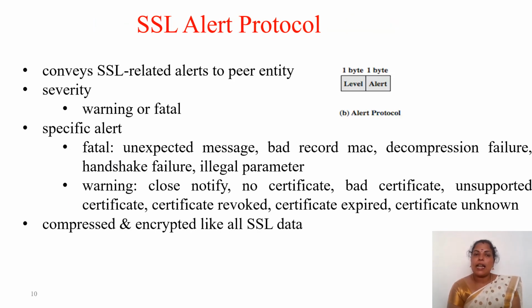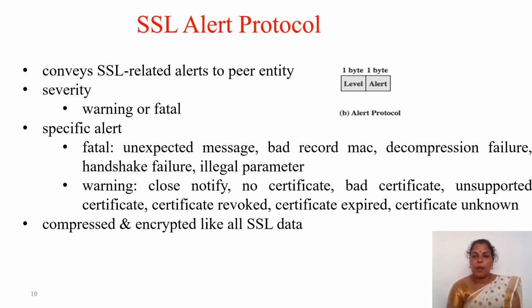Next is SSL alert protocol. It conveys SSL related alerts to peer entity. You know what is alert and what is the purpose of having alert. So if there is any failure or some attack might be happening, in such cases some alert is generated. For that only we are having this SSL alert protocol, and the structure of this alert protocol is level as well as alert, and level is of size 1 byte and alert is of size 1 byte.